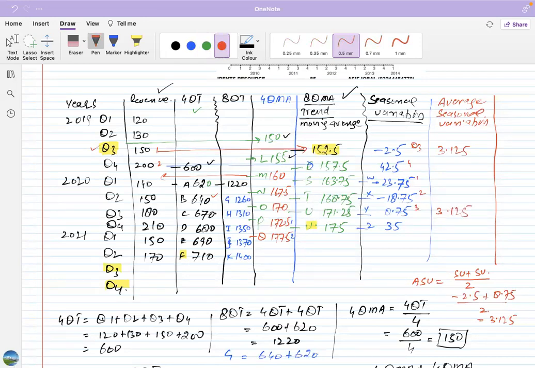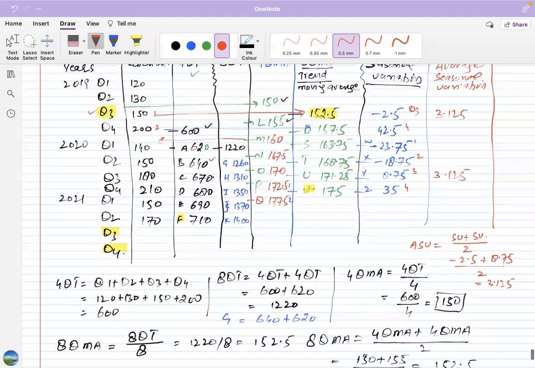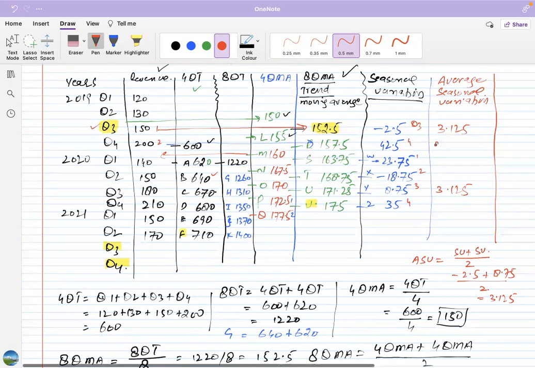Similarly, if we are required to calculate the average seasonal variation for quarter 4, this is quarter 4, this is also quarter 4. We just add those values. 42.5 plus 35 divided by 2. The answer would be 38.75. So this 38.75 is the value for every quarter number 4 for us. So these are the required columns that can be asked from us in the examination hall.